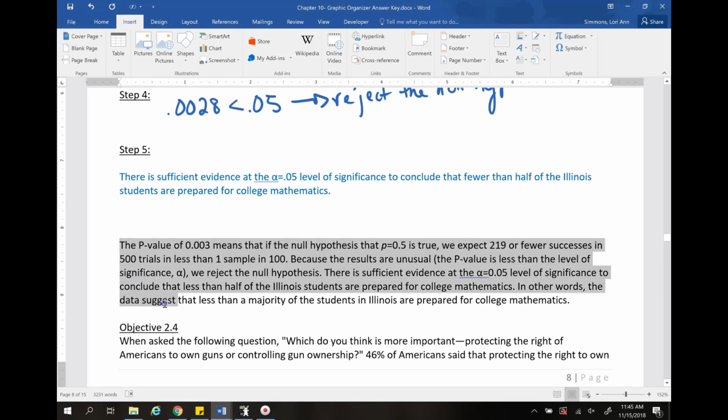Here's a paragraph just explaining that a little bit more. The p-value of 0.003 means that if the null hypothesis that p equals 0.5 is true, we expect 219 or fewer successes in 500 trials in less than one sample in 100. Because the results are unusual, the p-value is less than the level of significance alpha, we reject the null hypothesis. There is sufficient evidence at the alpha equaling 0.05 level of significance to conclude that less than half of the Illinois students are prepared for college mathematics. In other words, the data suggests that less than a majority of the students in Illinois are prepared for college mathematics.